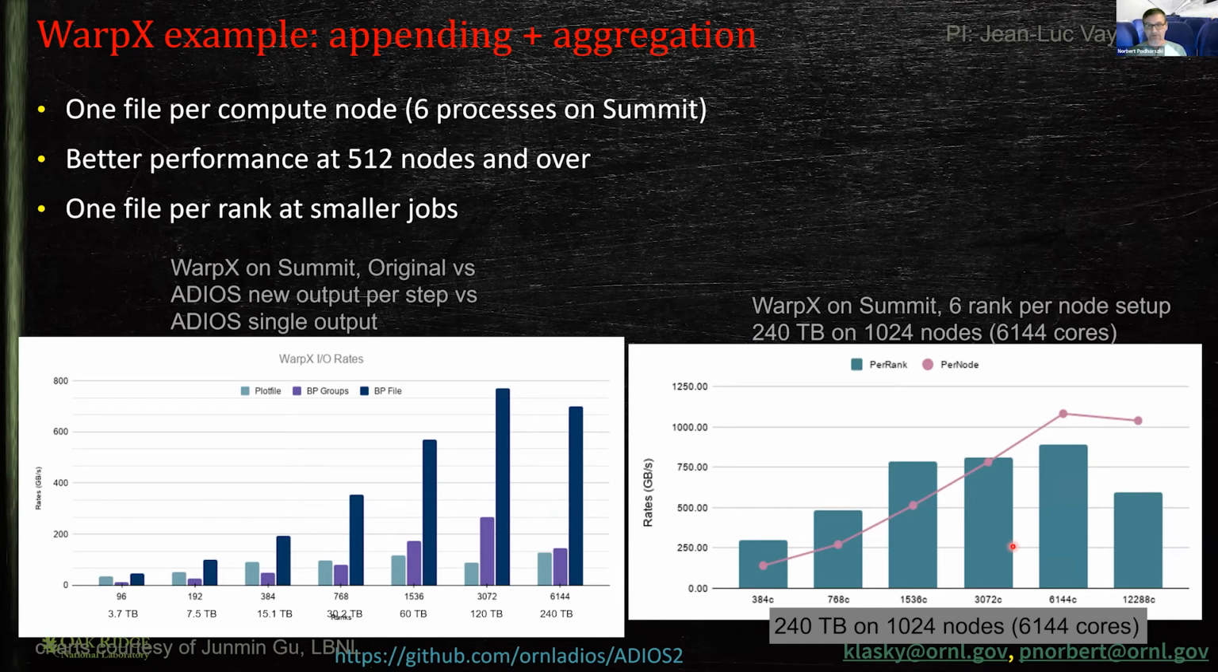The other chart shows the difference between writing 1 file per process, so 6 per node, or 1 file per node. Writing 6 files per node was always better up to 256 nodes. At around 512 nodes, just 1 file per node started to become better. This is the pink dots. And so at 1,000 and 2,000 nodes, it's much better than writing too many files. Here you write 12,000 files into the file system. Even Summit GPFS doesn't like that.